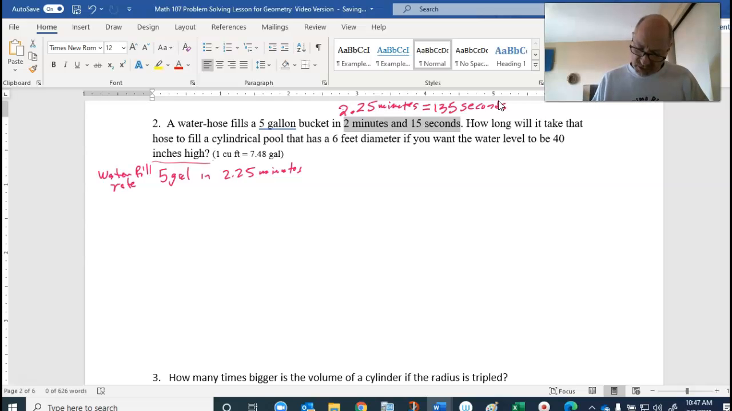And it tells us here that 1 cubic foot is equal to 7.48 gallons. So notice I've got gallons here, and I know we've got 5-gallon buckets. So I would like to know how many gallons that pool is, because then I can use the 5 gallons in 2.25 minutes to do a calculation there. There are several different ways of solving these types of problems, but I'm going to try and take the approach of using dimensional analysis mostly.